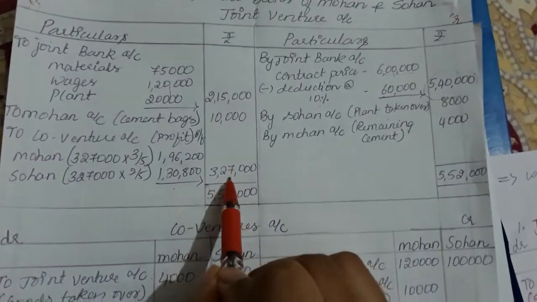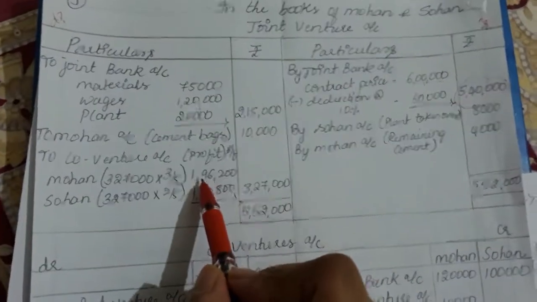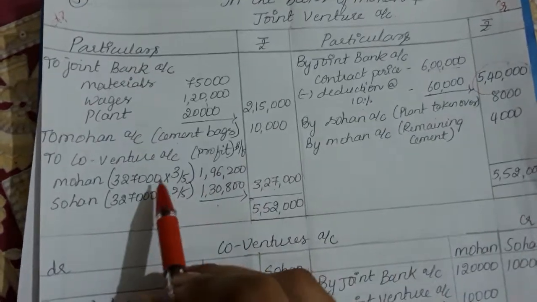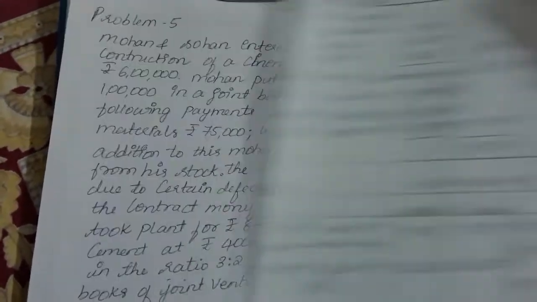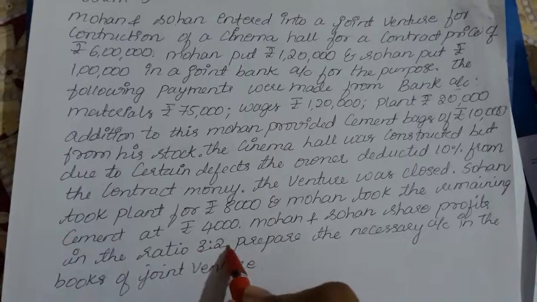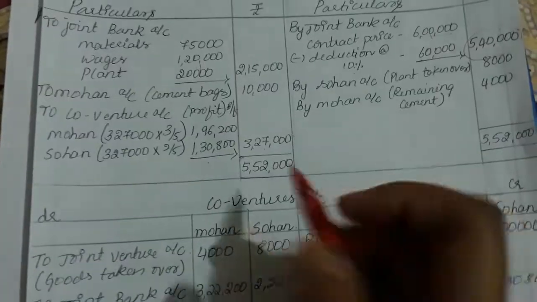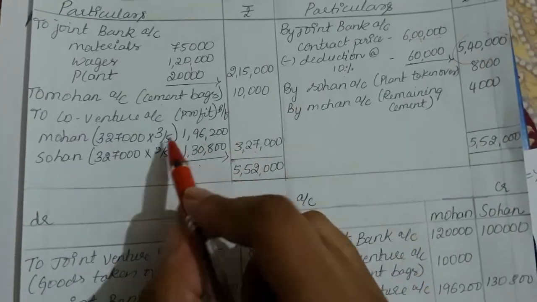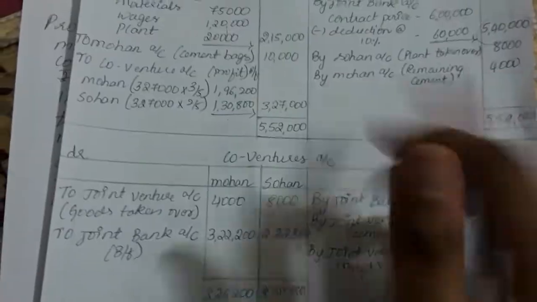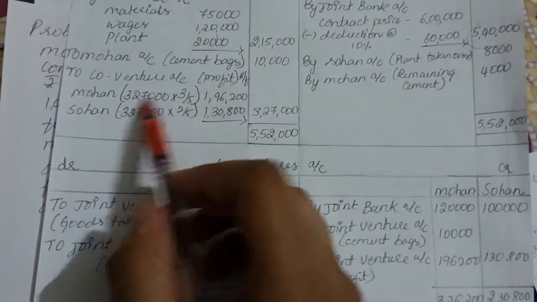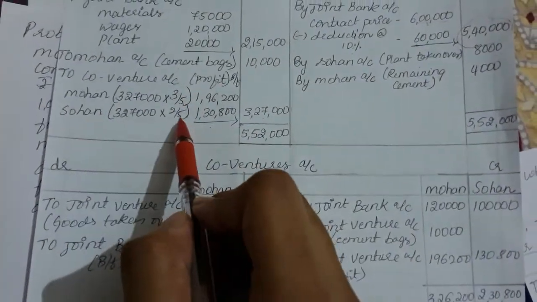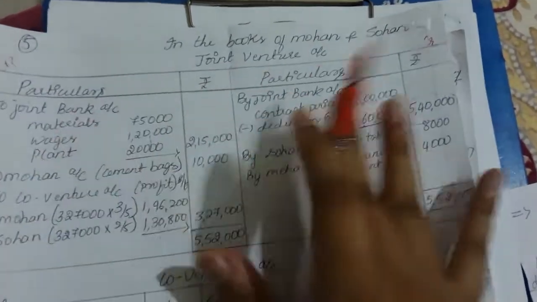So we are supposed to divide this 3,27,000 between Mohan and Sohan. In the question they also mention the profit sharing ratio is 3:2. So we are supposed to distribute this profit as 3/5 and 2/5. For Mohan 3/5, for Sohan 2/5. So done with this joint bank account.